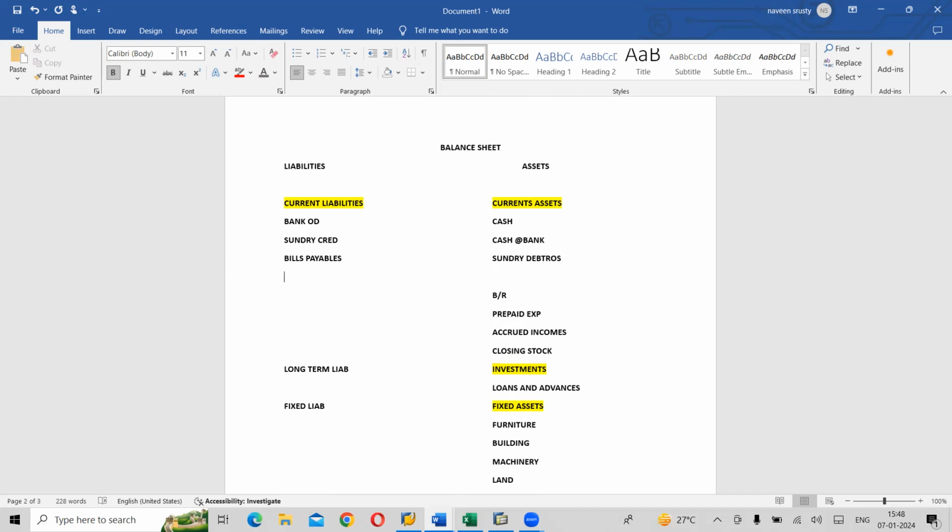Outstanding expenses. Outstanding expenses means this month's rent you have not paid, this year's salaries we have not paid. So we need to pay within a year's time. Outstanding salaries.